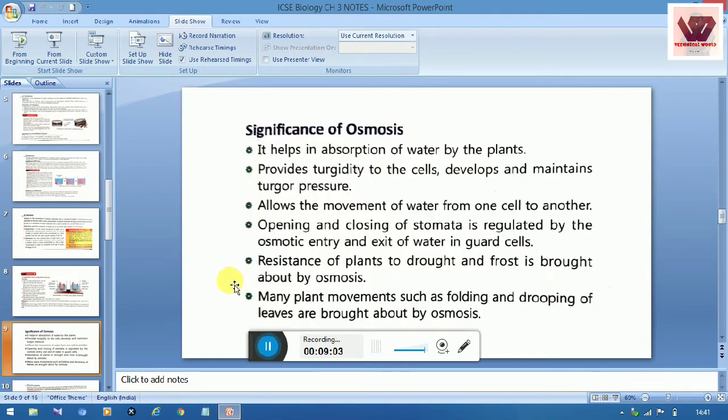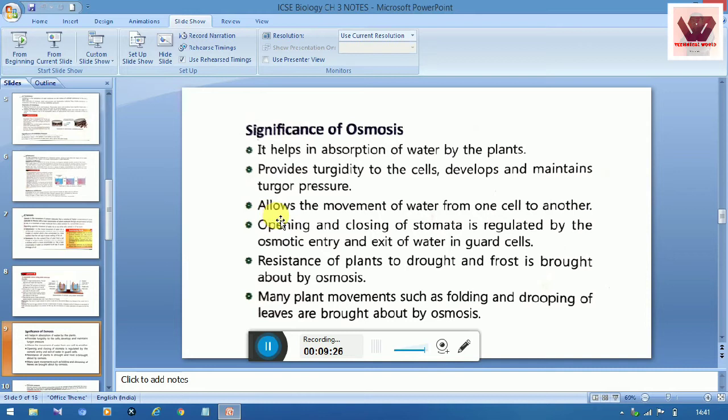Now we will see the significances of osmosis. Osmosis helps in the absorption of water by the plants. Osmosis provides turgidity to the cell, develops and maintains turgor pressure. Turgor pressure means turgidity. The pressure that is created through turgidity is called turgor pressure.